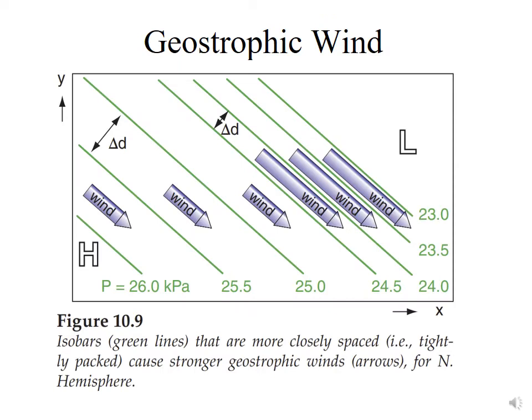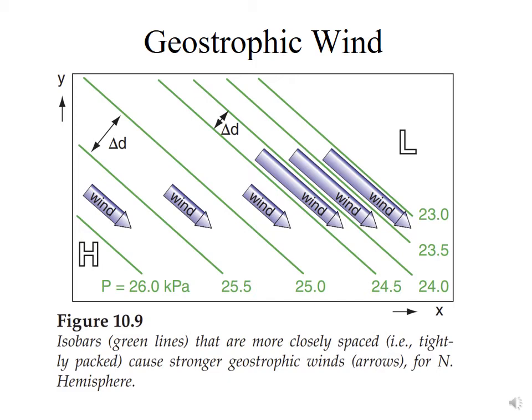So here we have an example of the geostrophic wind. We have high pressure on the left, low pressure on the right. Air wants to flow from high to low in the northern hemisphere here, and the air is being deflected to the right because we're in the northern hemisphere, and the wind will end up blowing parallel to those isobars, and the strength of the wind will be directly related to how close the isobars are together. So basically how big the pressure gradient is.